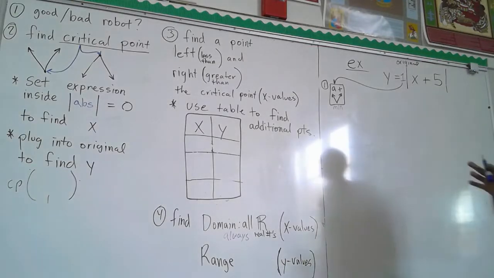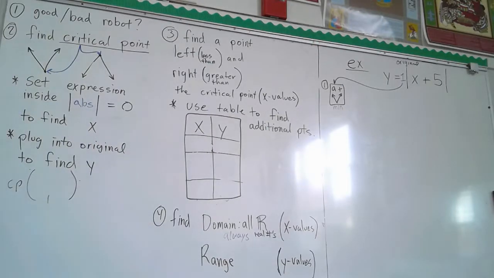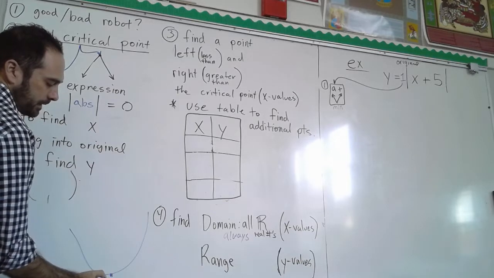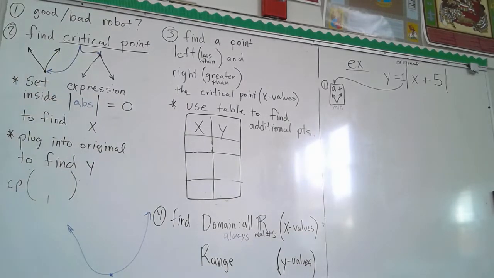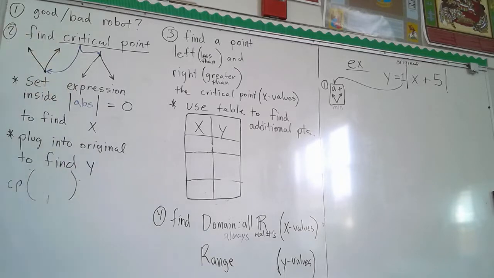All right, next we need to look at the next step. Just like with parabolas, what was the bottom called? It was the minimum, and it's the vertex. So with absolute value, it's a similar concept, but it's not called a vertex. It's called the critical point.